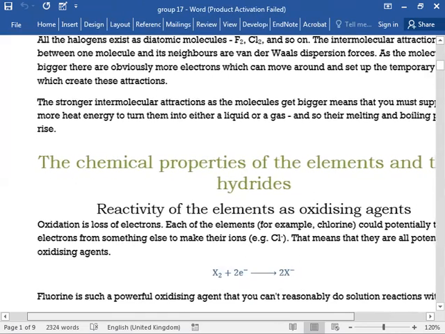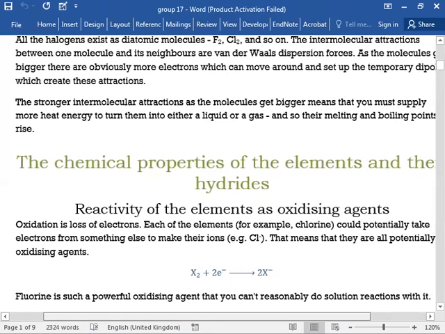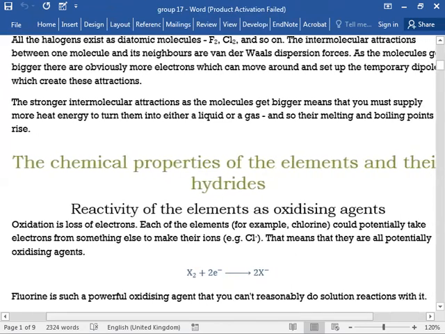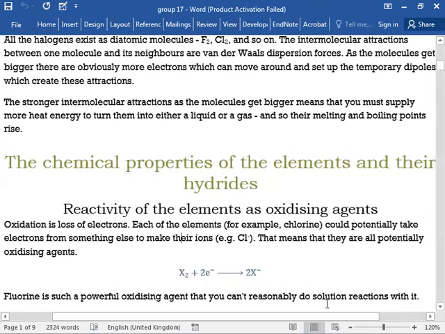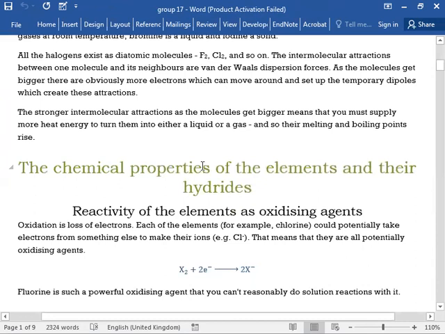Now let's go to the chemical properties of their hydride. Now, what is a hydride? Let's try to understand their reactivity as oxidizing agents.